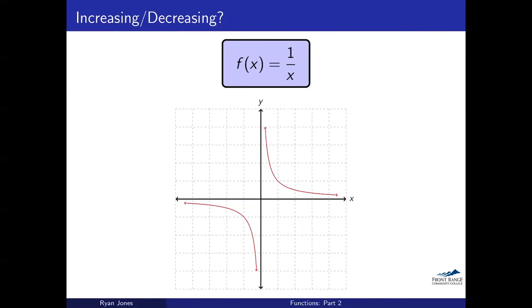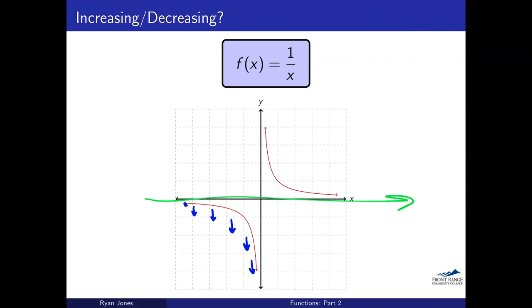This is a tricky one. Is this function increasing or decreasing, or a combination of both? Let's look at it and think about it. I'm going to read from left to right. We're going to start over here, and what I notice is that my graph is going down. It's getting more and more negative as I follow along. And so that to me makes it seem like it's decreasing.